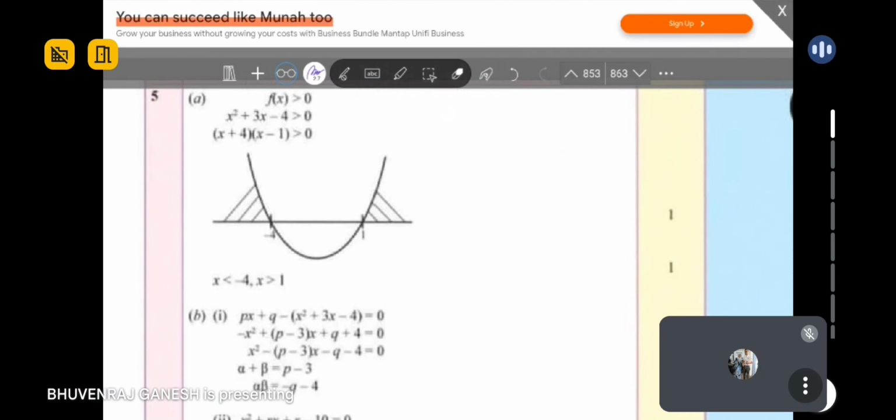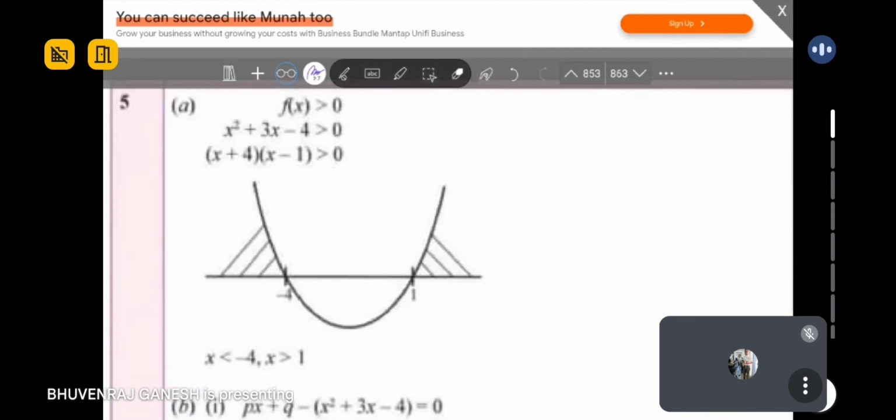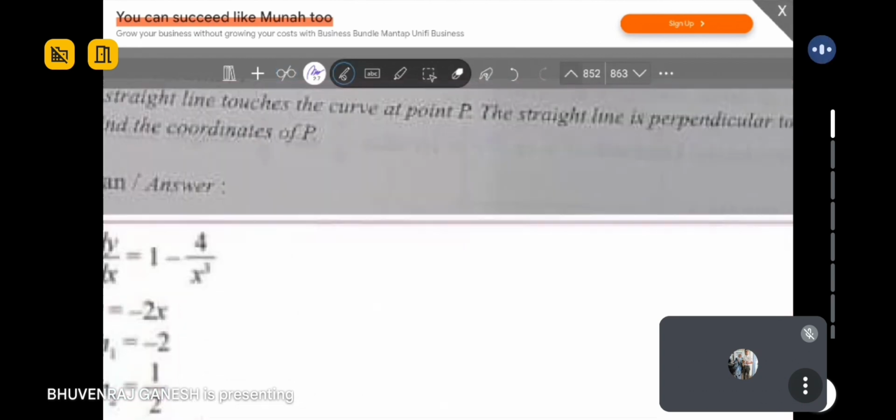Wow, this question is very long. Okay, so you will get the answer like this. Make sure you show your method, guys. Kena tunjuk kaedah. Macam mana dapat jawapan. You have to show the method. Baru boleh dapat markah. Okay, are you clear, guys?